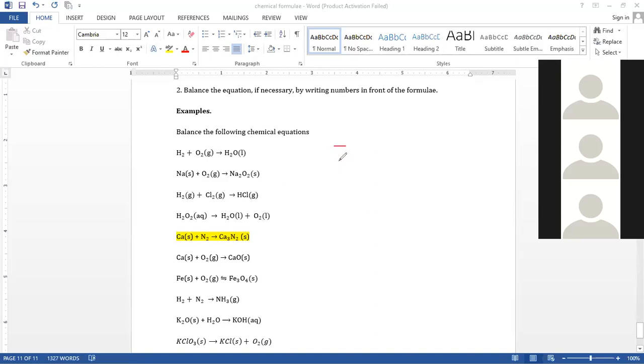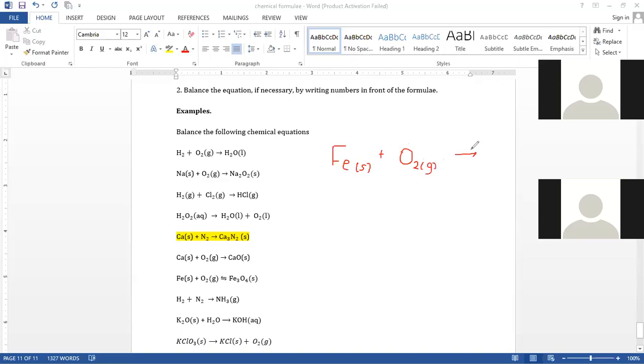These arrows mean that the reaction is reversible. Kelly, go ahead. If you're not speaking, kindly mute your microphone.